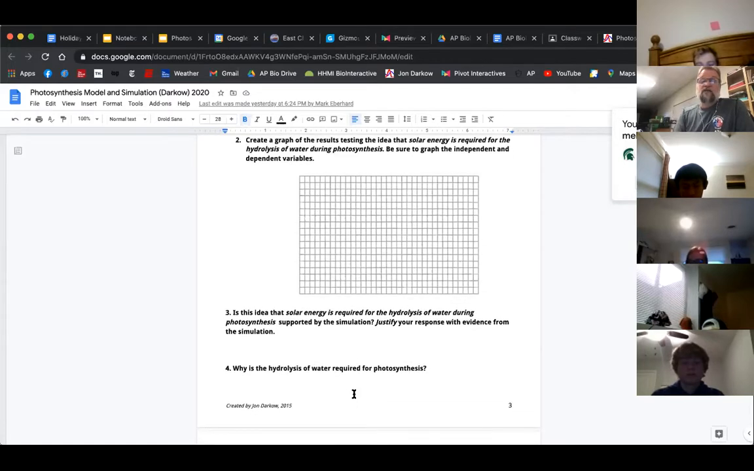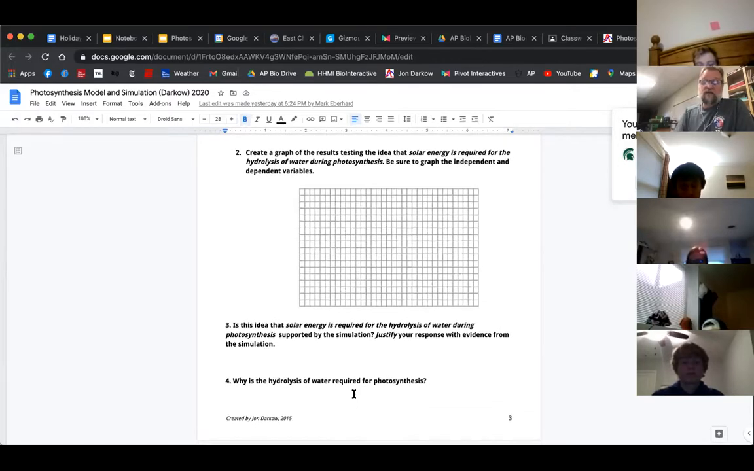So why is the hydrolysis of water required for photosynthesis? It supplies the electrons, which pick up the sun's energy to create the proton gradient, which allows us to create ATP and NADPH. I might give a little bit more detail than that, but that would be the idea.